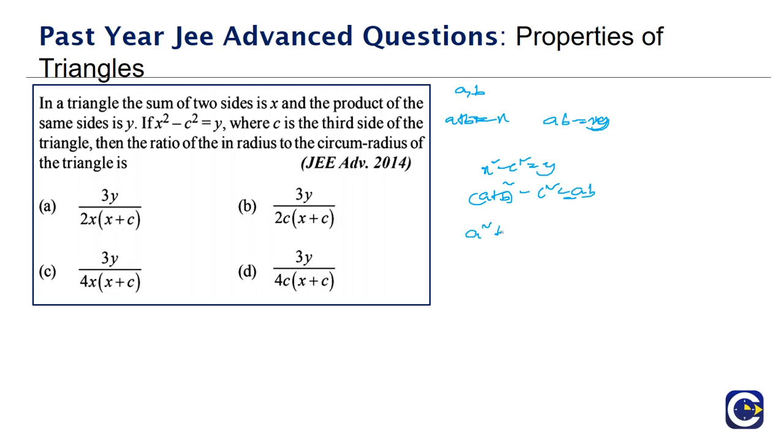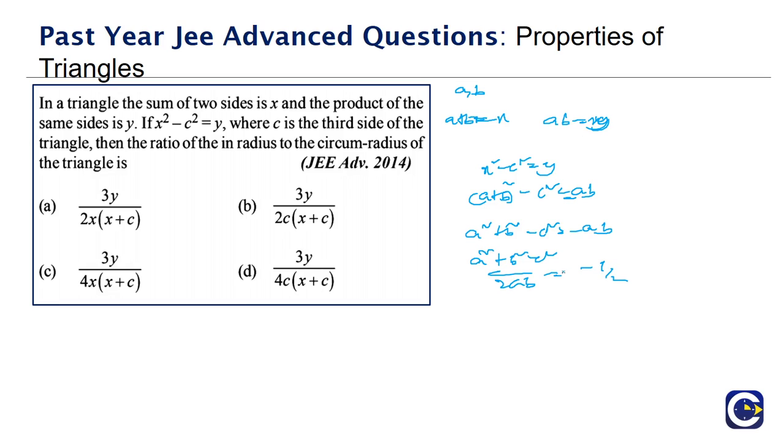So a square plus b square minus c square is equal to minus ab, because I am expanding this, (a plus b) whole square, which is a square plus b square plus 2ab. So a square plus b square minus c square will become minus ab. I am dividing both sides with 2ab. (a square plus b square minus c square) by 2ab is equal to minus half.